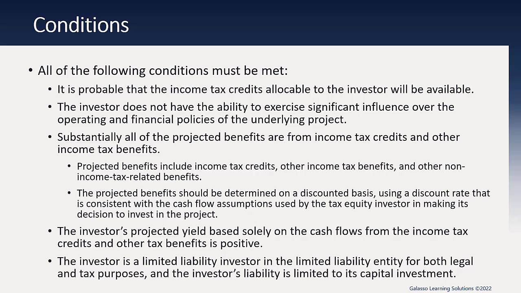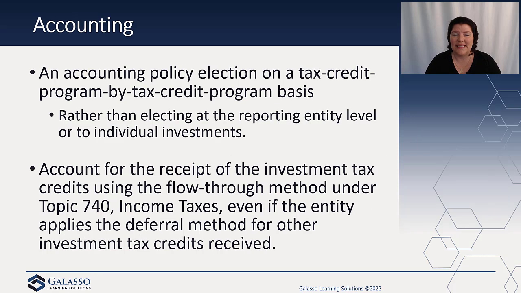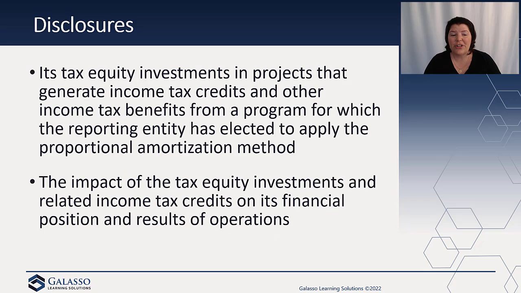So again, you don't show it grossed up the way you would if you were going to have a gain or loss from, say, the equity method, or a gain or loss from, say, the cost method. All right. Now, how can we make this? It is an election, and it is on a tax credit by tax credit program basis. So they didn't decide to do it at the reporting entity level or an individual investment level. It is by program, and you would account for the receipt of the investment tax credits using the flow through method under 740, because again, this is running through income taxes. So even if you apply the deferred method for other tax credits received, in this scenario, it's going to be a consistent treatment. Because of this, we do have some disclosure requirements.